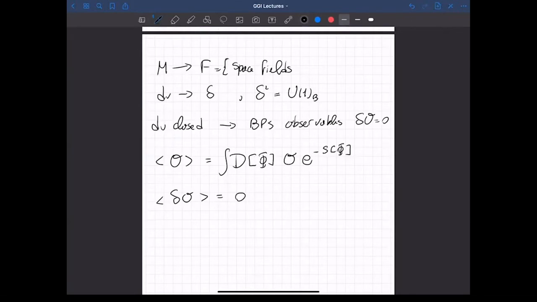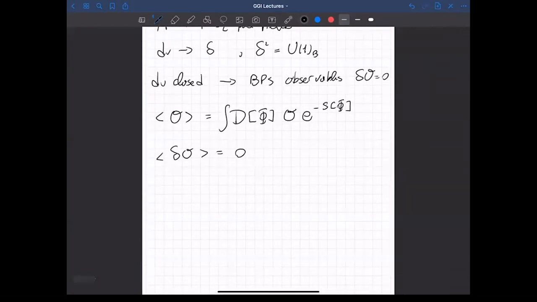Just a remark on notation. I wrote here BPS observables or invariant under the supersymmetry, but I will always say delta closed, delta exact, mimicking the language of cohomology. So why is this delta equal to zero? You can give some argument like this.